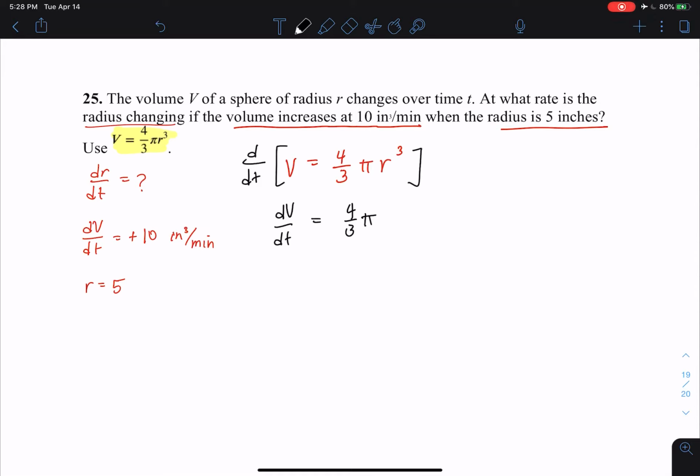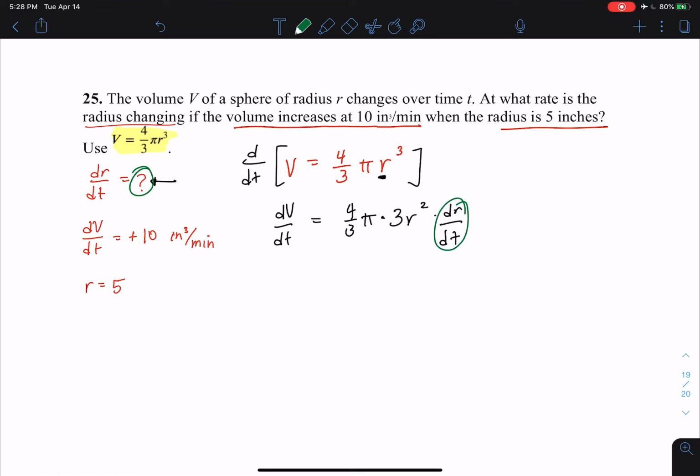Now the derivative of r cubed, so is r a constant or is it changing? Well, they told us the radius is changing, so we'll have to take the derivative. So it'll be r cubed, the derivative is 3r squared times dr/dt. Great, let's see what we're solving for. We need to find the dr/dt based on the question.